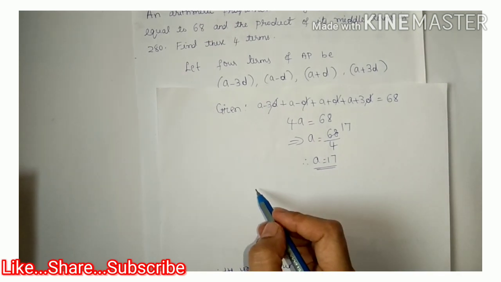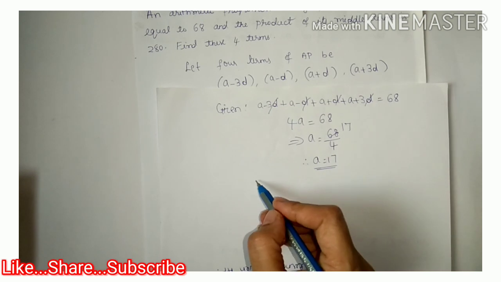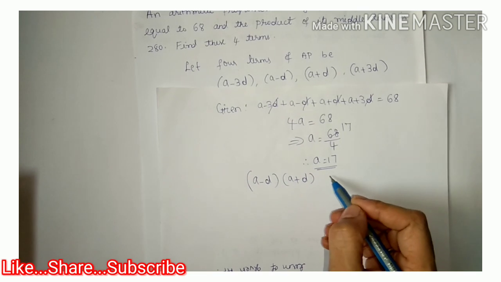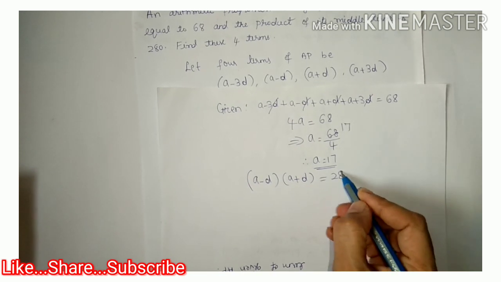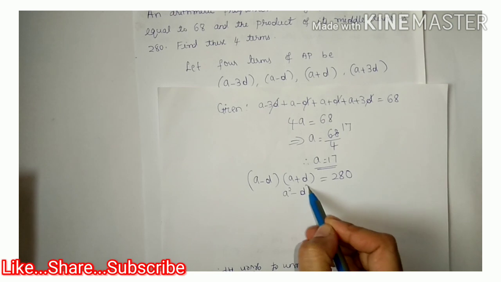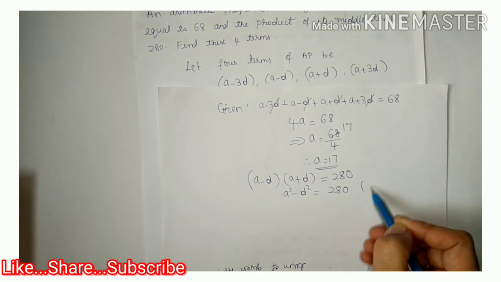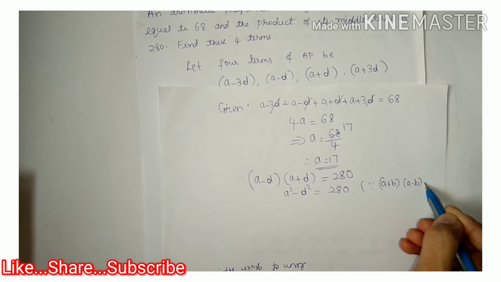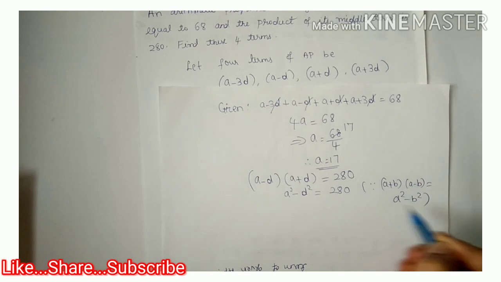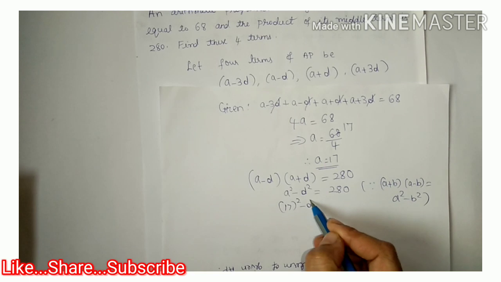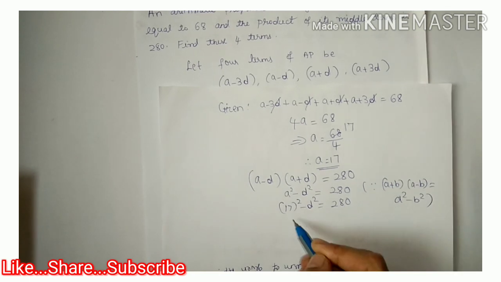Also given the product of its middle terms, A minus D and A plus D, is 280. Here A plus D into A minus D is A square minus D square, using the identity. Therefore, A square minus D square is equal to 280. Substituting A as 17, 17 square minus D square is equal to 280.